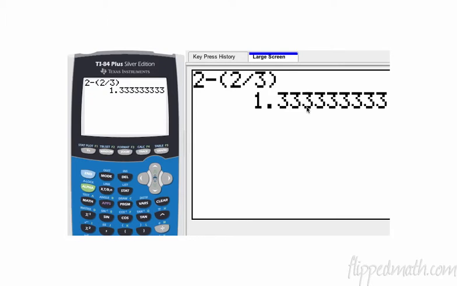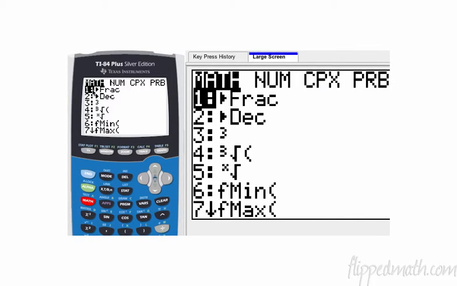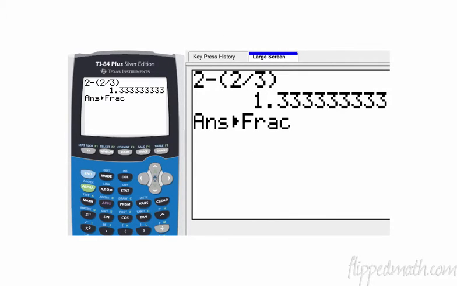All right, so that's 1.33333, but if they're giving you questions that have fractions in them, you should give them their answer with fractions. So I'm going to show you, if you go over here to the math button, math, and then number 1 says put my answer into a fraction, it'll take that 1.33333 and it'll write it for you as a fraction.